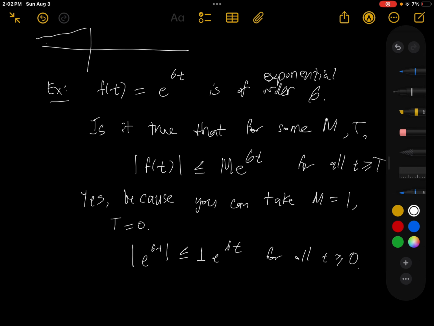Now, if it's of exponential order 6, then it's also of exponential order 7 and 8 and everything above 6. Because if the absolute value of f of t is less than or equal to m e to the 6t, then it's also less than or equal to m e to the anything above 6 times t. Okay.